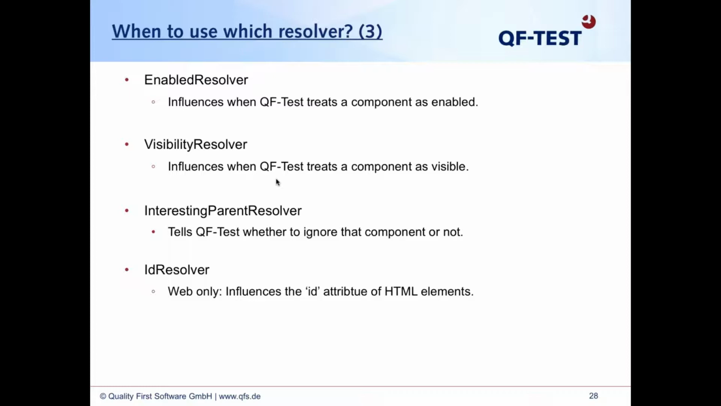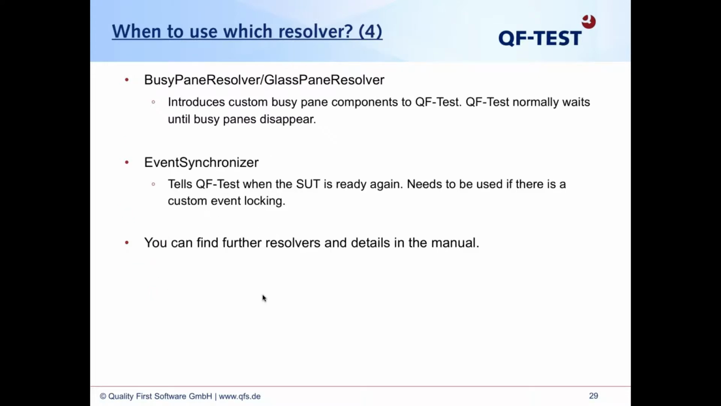Then normally QFTest reduces the number of levels in the hierarchy it records and replays, and just records parents of a component which are important for recognition. But with the interesting parent resolver, you can define which parts of the hierarchy are important and which are less important. The ID resolver is like a name resolver for HTML elements.